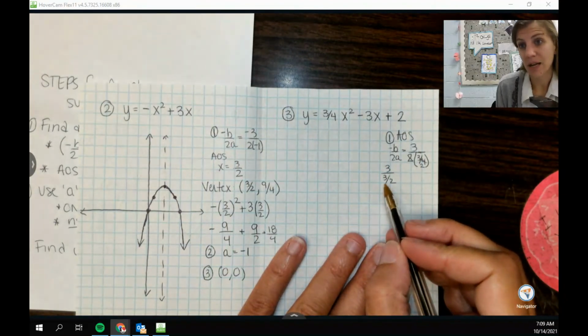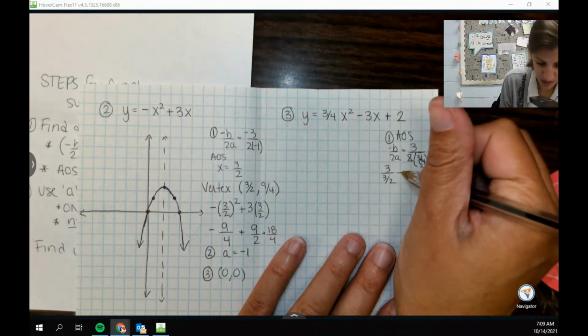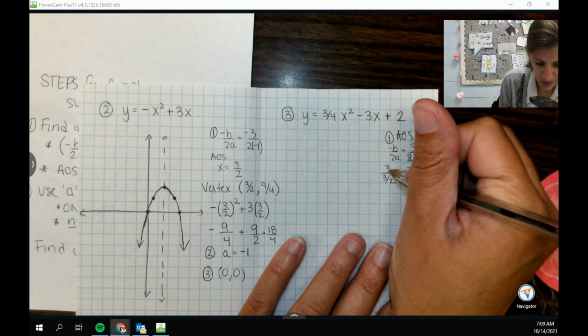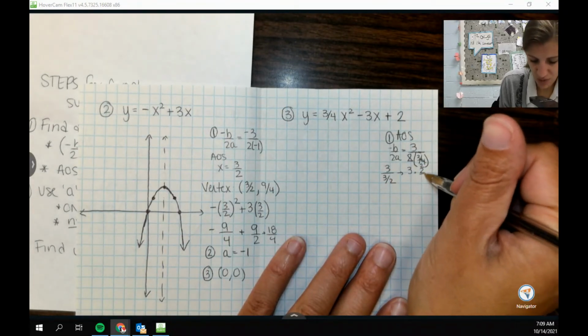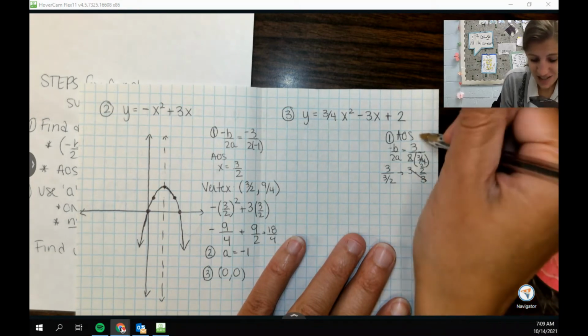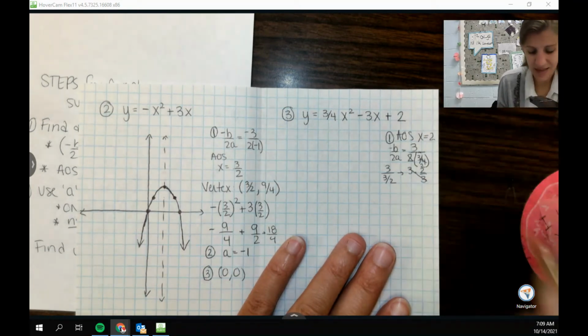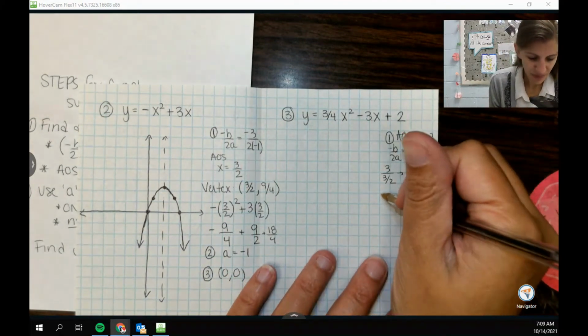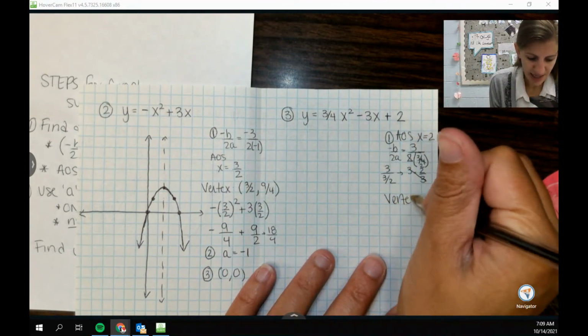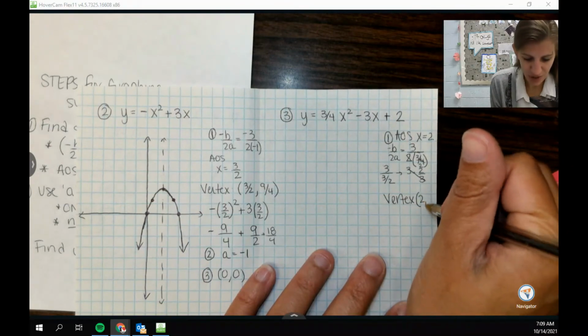And we don't really divide fractions. We multiply by their reciprocals. So this is going to turn into 3 times the reciprocal of this, which is 2 over 3. So it actually all works out really nicely. My axis of symmetry is 2. Love that. The vertex, part of it right now is 2.